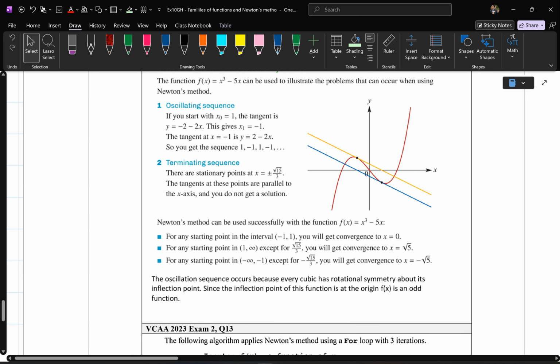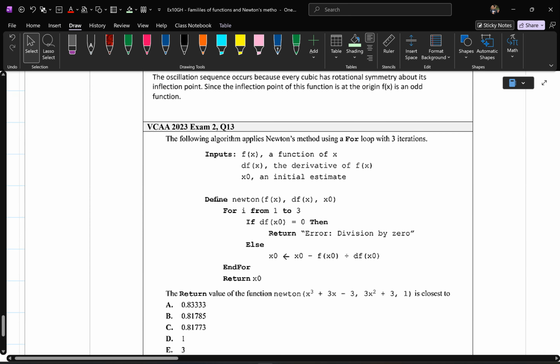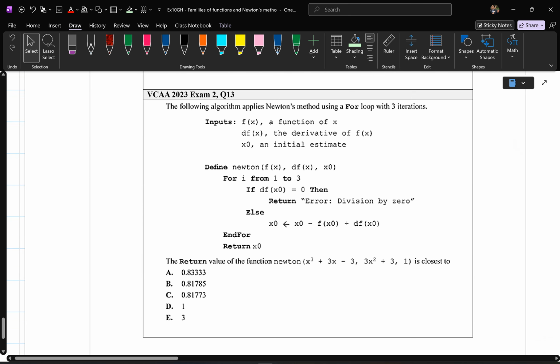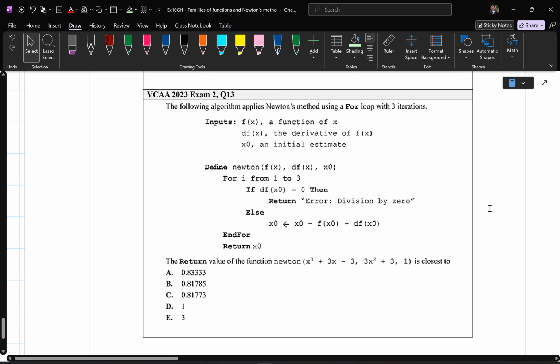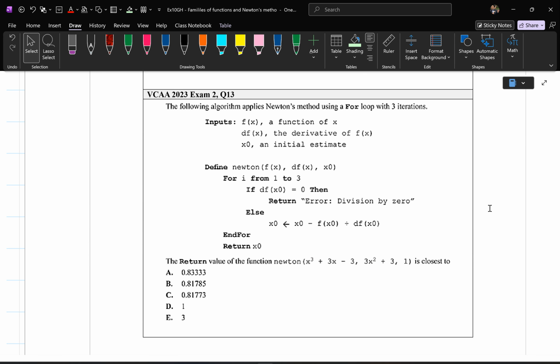Okay. All right, team, I'll stop there. If you want to, if you're familiar with reading pseudocode, if you've done systems or something, you can have a look at the 2023 exam. That's an example of a pseudocode. And you just got to pick the correct answer based on how many iterations it's asked you to do there, which looks like 3 iterations.